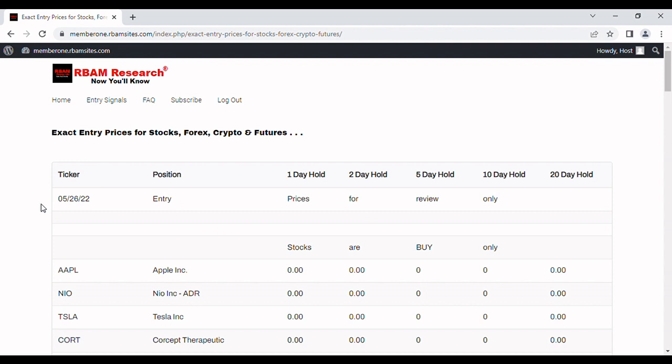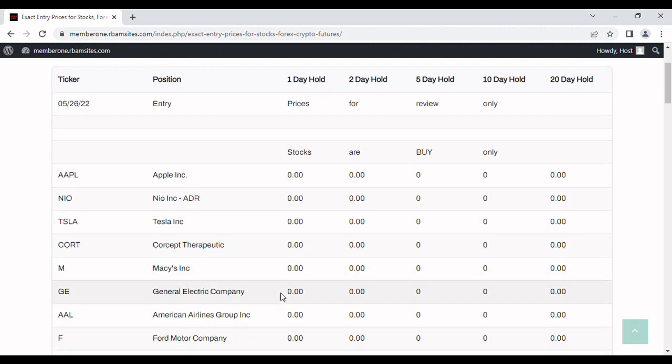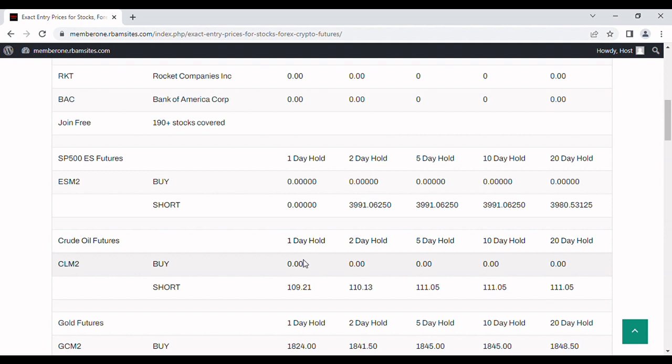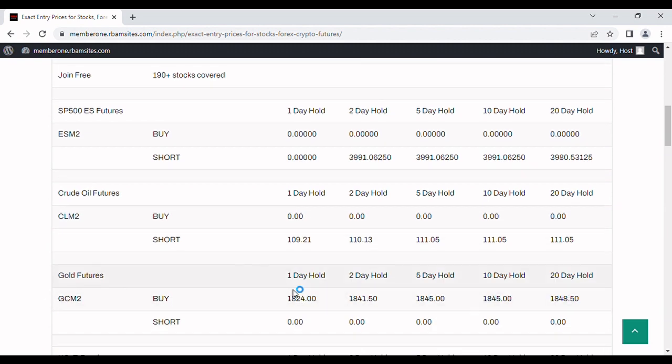If you take a look at the left side of the page, you'll see the ticker symbols. We have stocks here. In a moment we're going to get to the Forex. We have the holding periods, 1 day, 2 day, 5 day, 10 and 20 day holding periods. That basically means if you were to buy today, let's see here, if you were to buy today here at gold futures at 1824, you'd close it out at the end of tomorrow, so you'd hold it 1 day. Same thing here, if you bought at 1841, you close it out at the end of the second day. Worst case, 5 days, 10 days, 20 days, again, worst case.